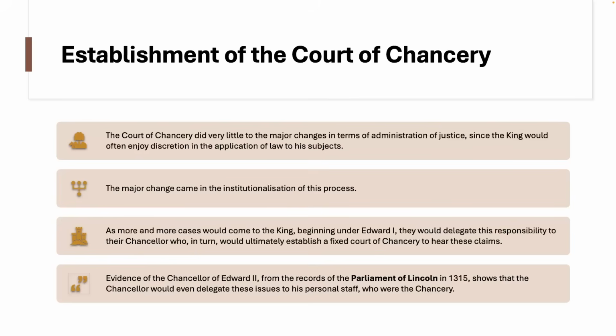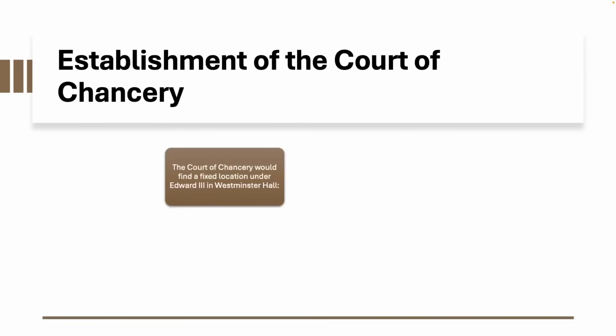Evidence of the Chancellor of Edward II from the records of the Parliament of Lincoln in 1315 shows that the Chancellor would even delegate these issues to his personal staff, who were the Chancery. So there would eventually get to be so many cases that the king delegates the cases to the chancellor, who in turn would have to delegate the cases to his personal staff, who were in the chancery. And so the Court of Chancery would find a fixed location under the reign of Edward III in Westminster Hall.